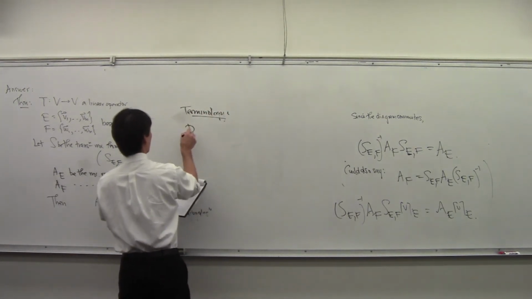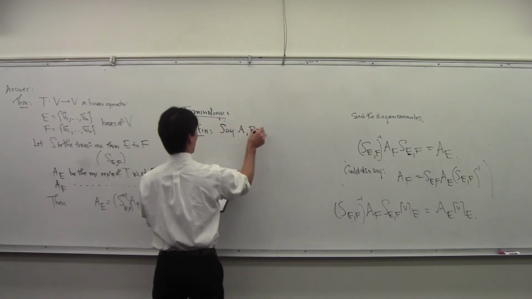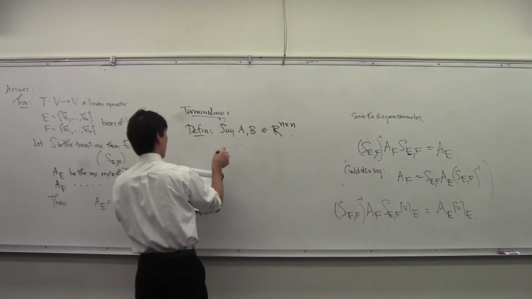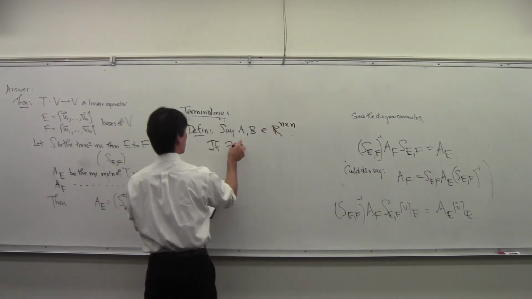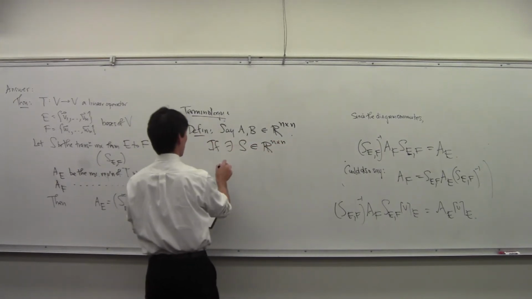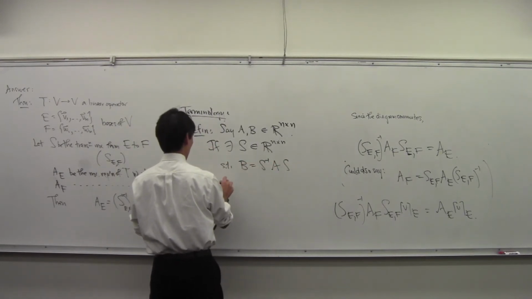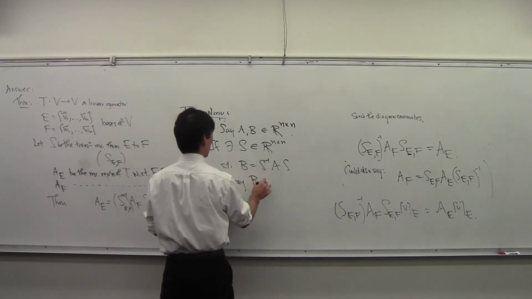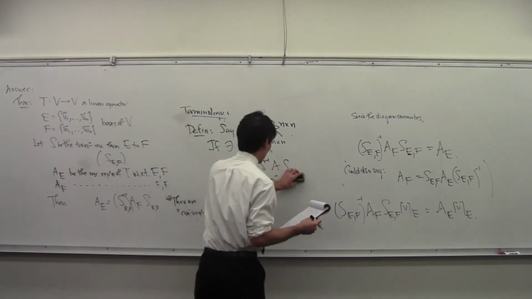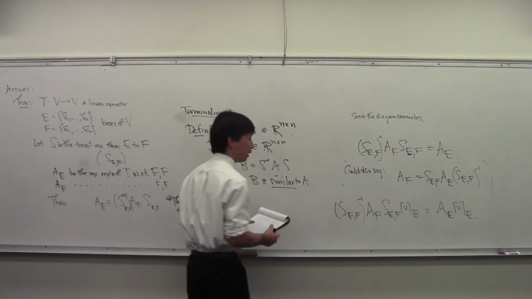Okay. So here's a definition. Say A and B are square matrices. If there exists some square matrix S such that B equals S inverse A S, then we say B is similar to A.